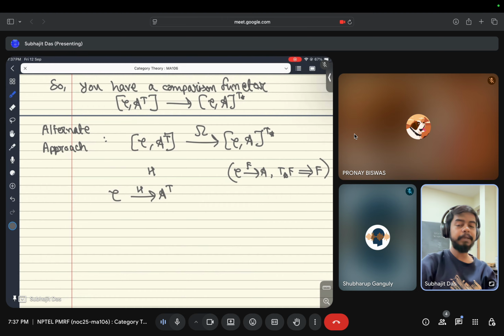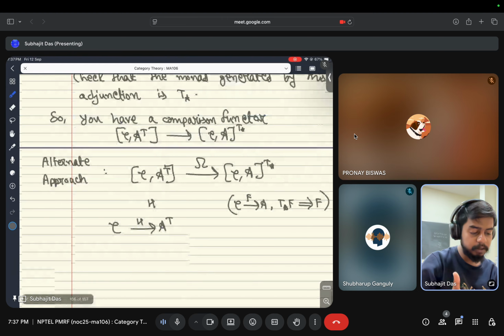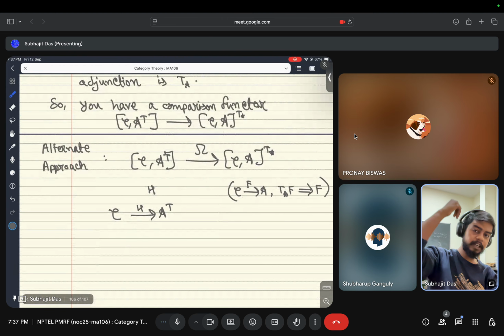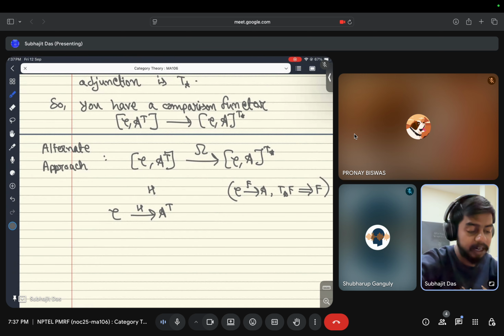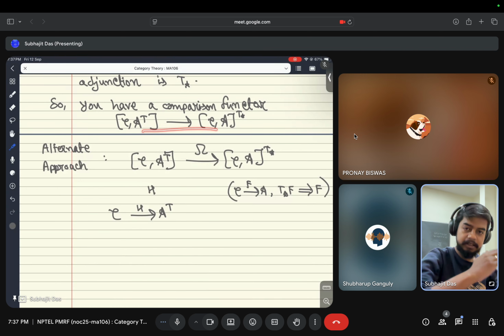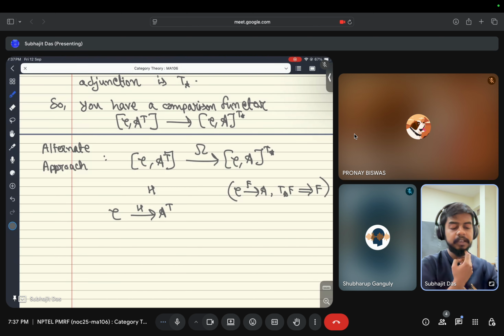If you would like, you can also recall the construction of the comparison functor and understand what this comparison functor was doing. Then this omega that we are defining is just the comparison functor itself, except that we are taking a direct approach. What do you think? Or you can use some property of the comparison functor. It makes two diagrams commute, right? So you can use that as well.